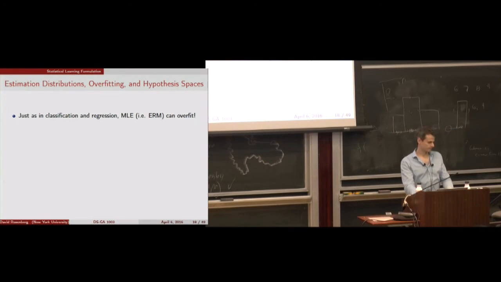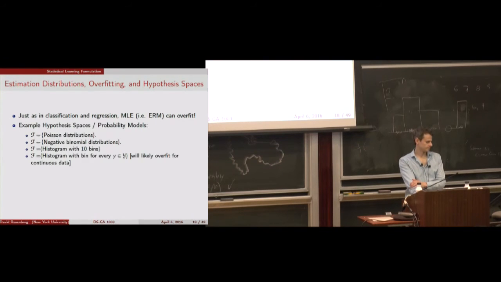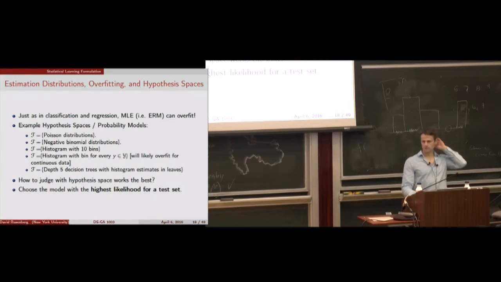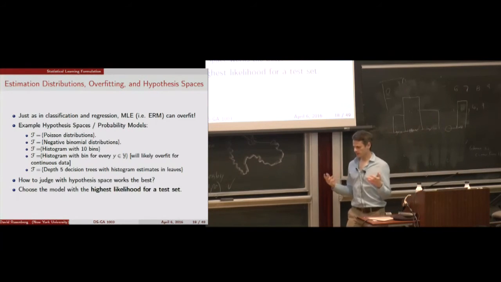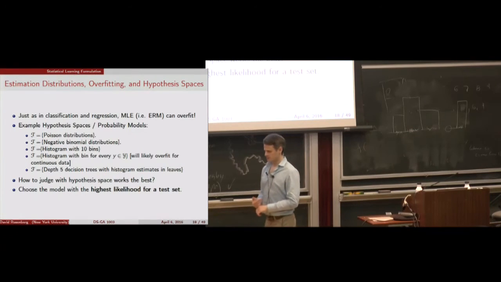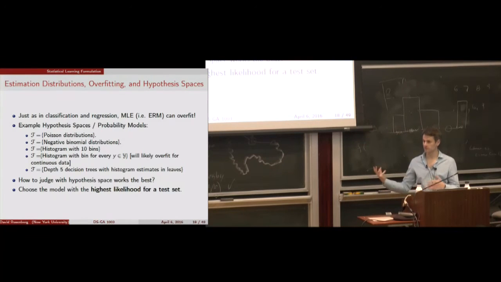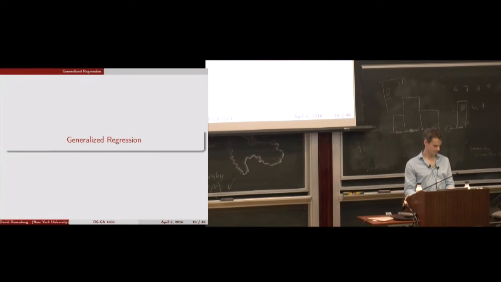All right, so we already discussed how MLE can overfit. Different probability models, hypothesis spaces. And then how do we judge which hypothesis space works the best? It's really clear how to test probability models. If you like likelihood, you just look at the likelihood of the test data under your predicted model.